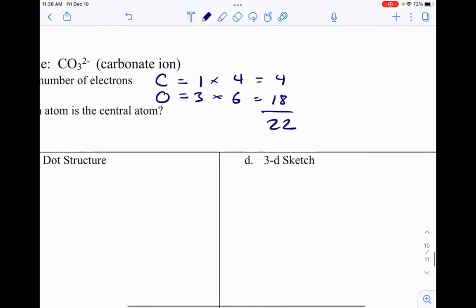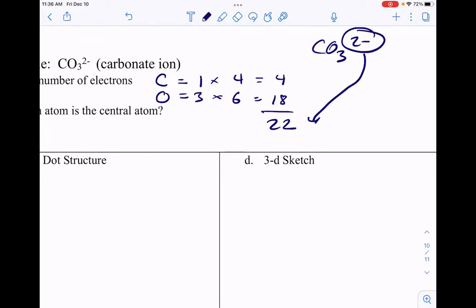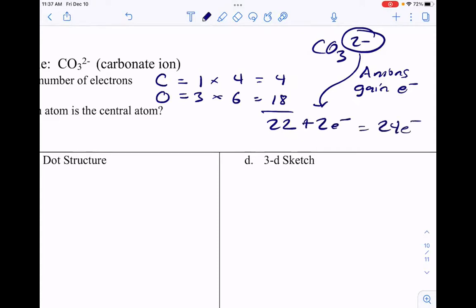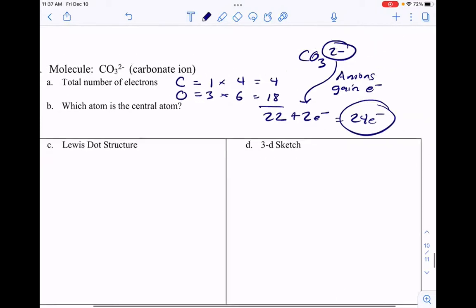Okay. But since carbonate has a 2 negative charge, what does this mean in terms of the total count? We add 2. Correct. And so anions gain electrons, and so we are adding 2 electrons. So our total count is 24. Okay. So between carbon and oxygen, central: carbon. Good.